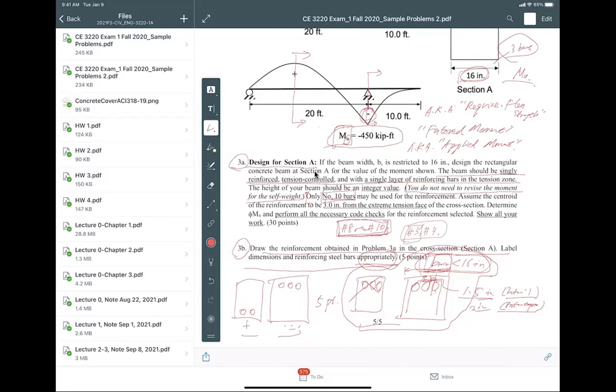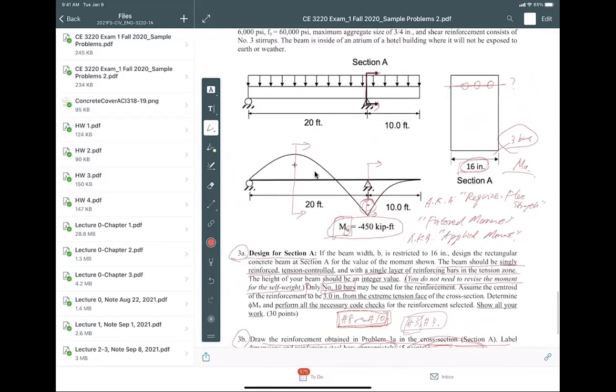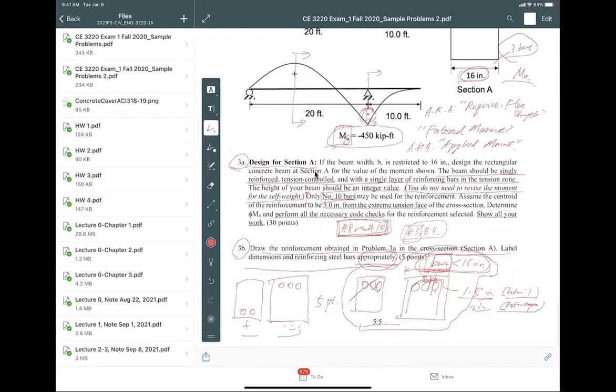Any other thing, folks? Could you go over how to find the depth of the beam? The depth of the beam, you're saying? Yeah, for problem number 3, find the depth of the beam. Yes, sure. I don't have exact numbers, but I can walk through it with you. Give me 1 second.